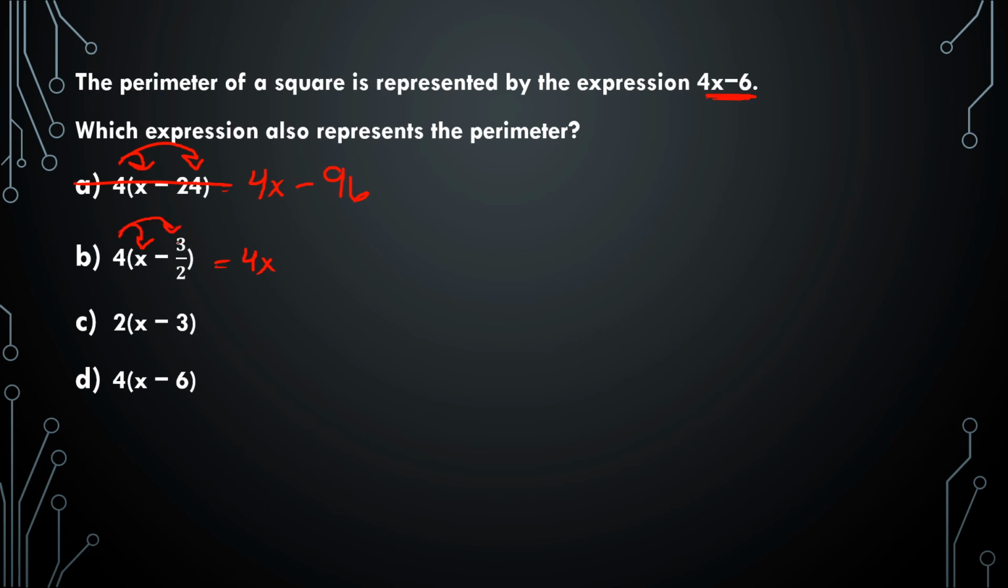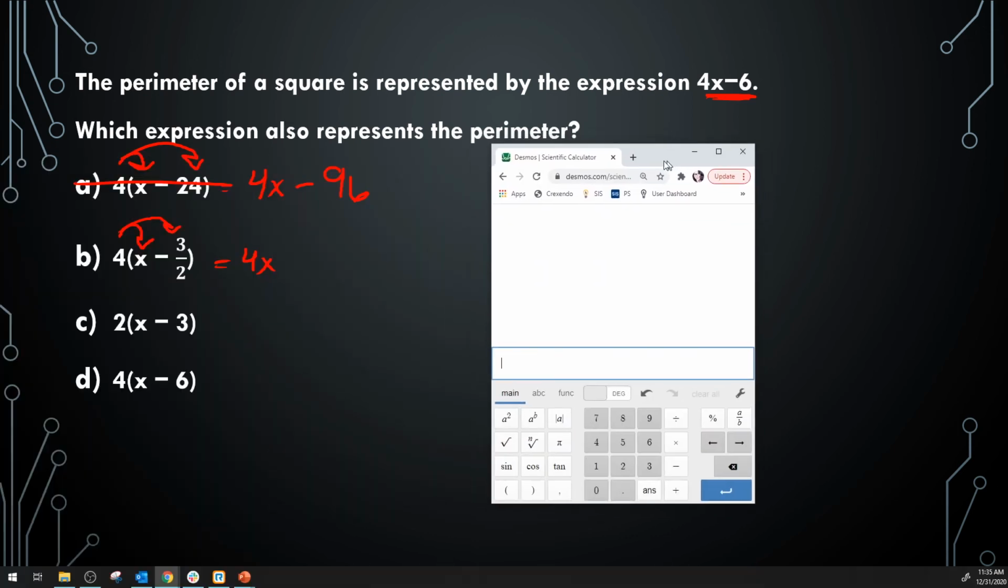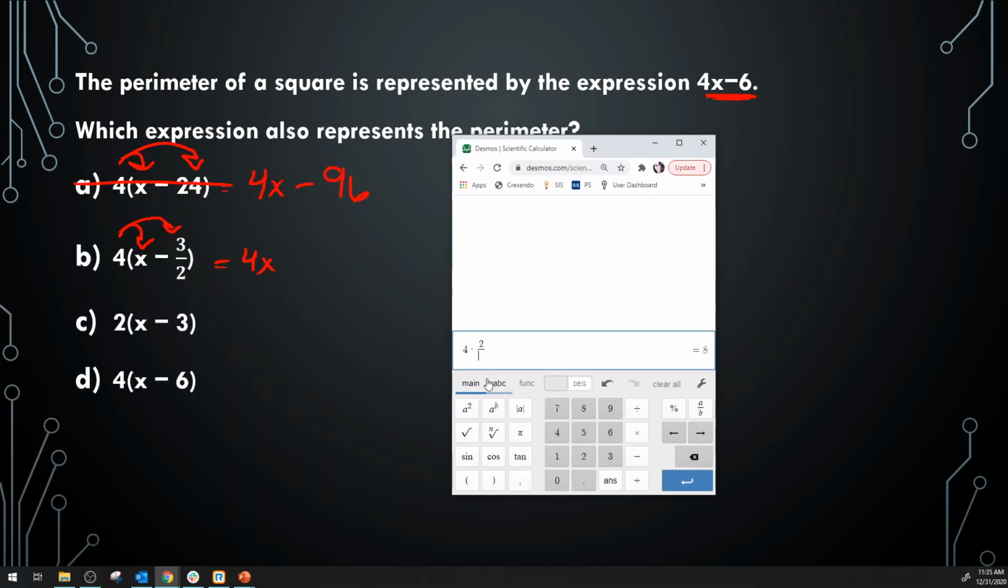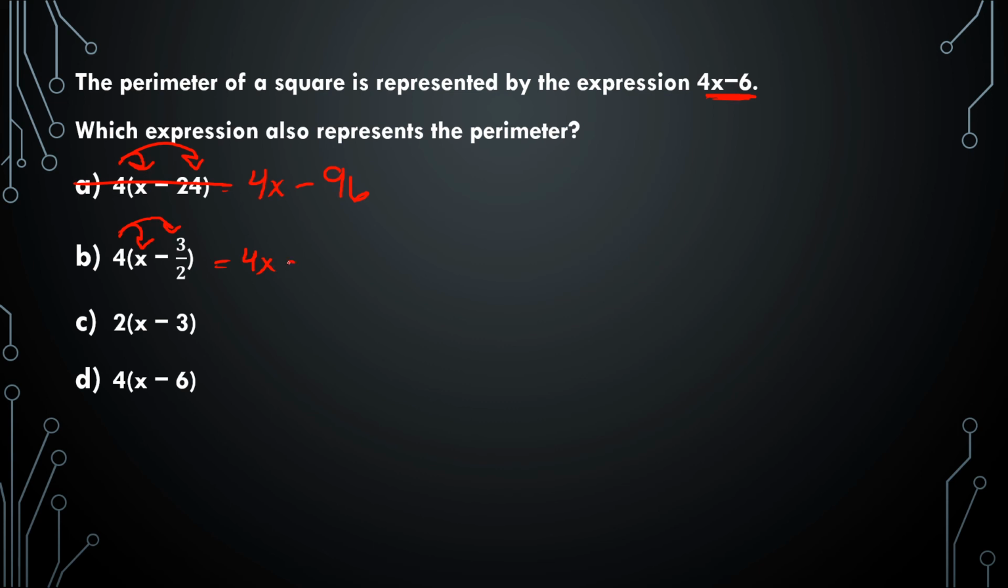4 times x is going to be 4x. 4 times 2/3, I can type that into a calculator. So 4 times 2/3, and I get this, I wrote the fraction wrong. It's not 2/3, it's 3/2. Always double check, because I would have gone over that one thinking that it was wrong. But if I look, it's actually correct, because that gives me a 6. And this expression up here are the same, which means that this one is the correct one.